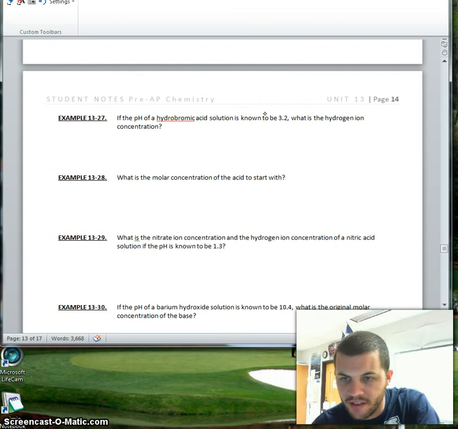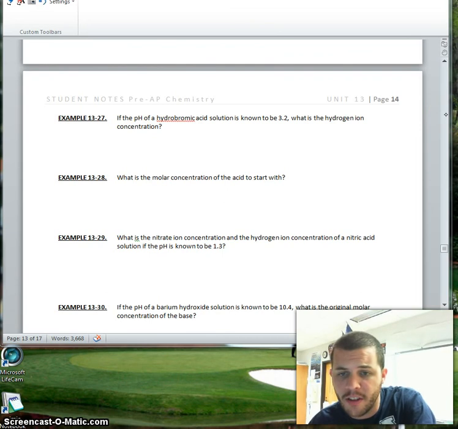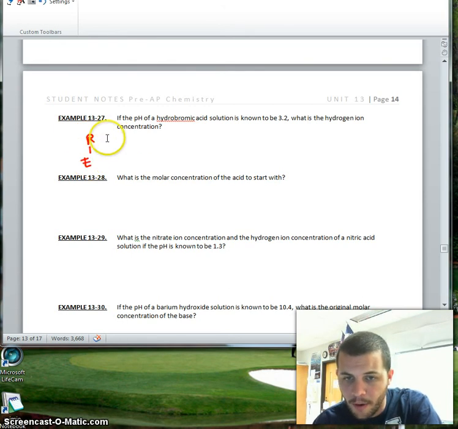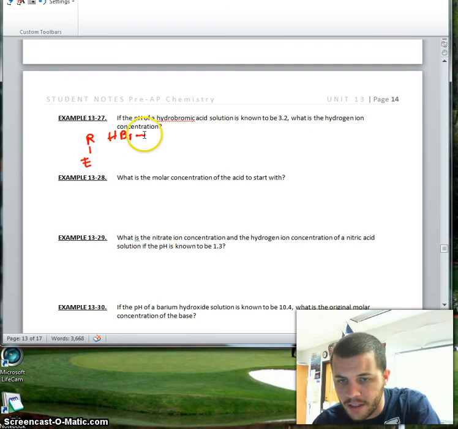Okay, so this problem gives us the opportunity to go backwards. It says, if the pH of a hydrobromic acid solution is known to be 3.2, what is the hydrogen ion concentration? So I'm going to use my RIE method again. Okay, my reaction is HBr breaks down into H plus and Br minus.